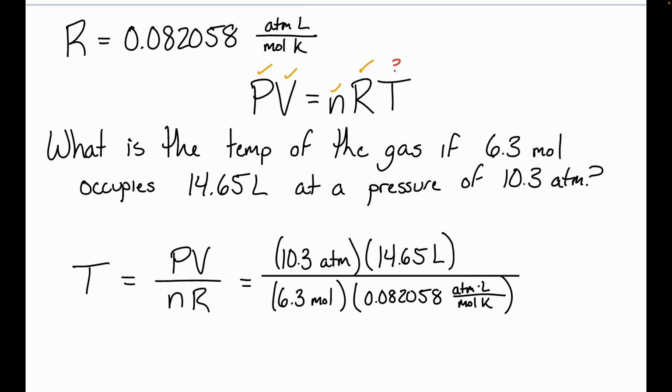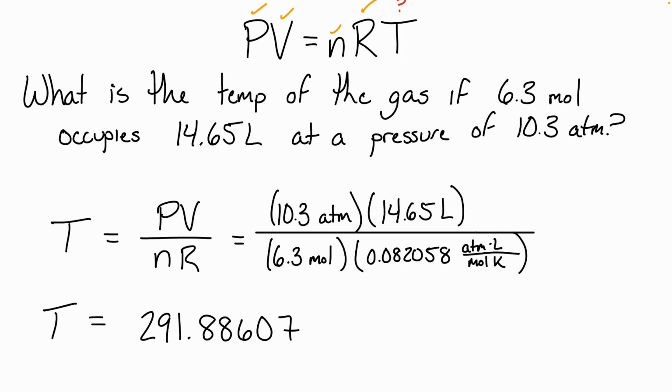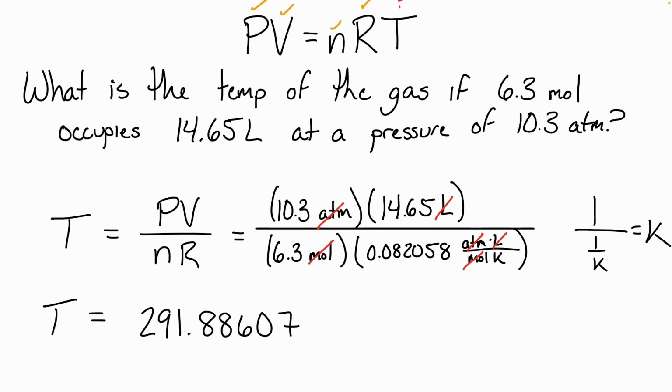All right, so punch this into my calculator. I get my temperature is equal to 291.88607. I'm going to look at my units here. My atm cancels out. My liters cancel out. My moles cancel out. And I'm left with 1 over 1 over Kelvin, which is the same thing as Kelvin. So again, those temperature units for my ideal gas law are units of Kelvin.